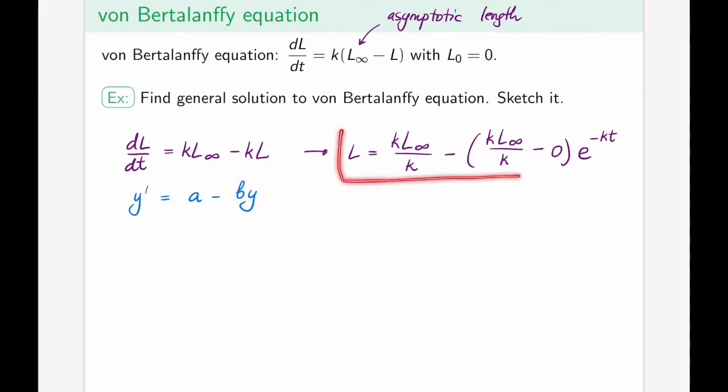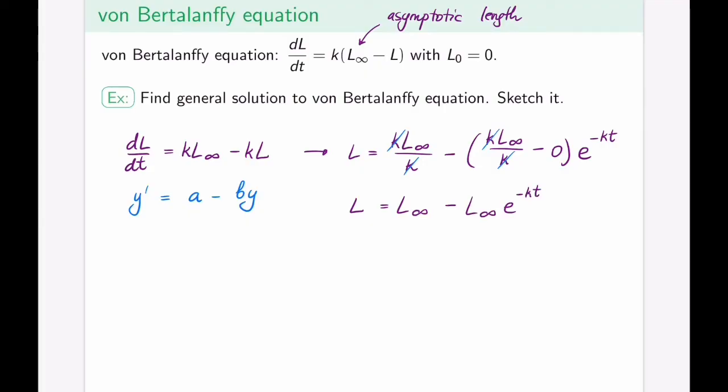Now, I'm going to simplify this equation as best I can. So first of all, I notice that minus 0 I can simply ignore, and I can also notice that in all of these terms, K's will cancel. So in the end, my equation is actually going to look quite simple. It's going to be L infinity minus L infinity e to the minus kt.